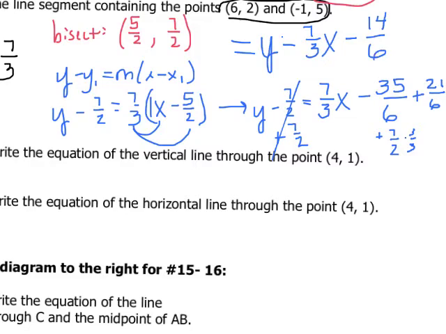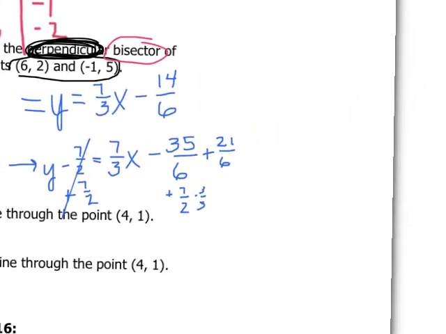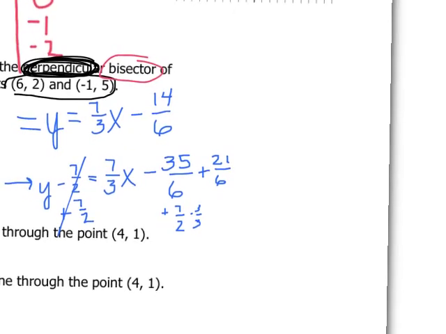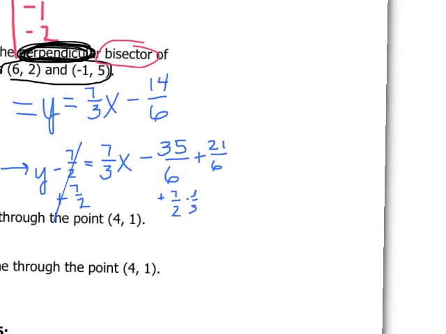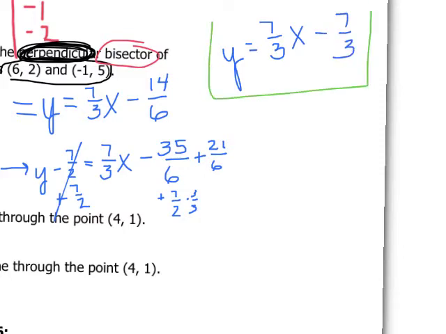I guess I spoke too soon. 14 over 6 does reduce. So, final answer. They both divide by 2, so that's going to be 7 over 3. So y equals 7 over 3x minus 7 over 3, which is kind of weird that happened. Totally coincidental. But this is the final answer.